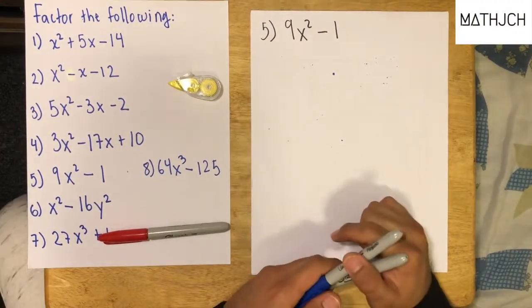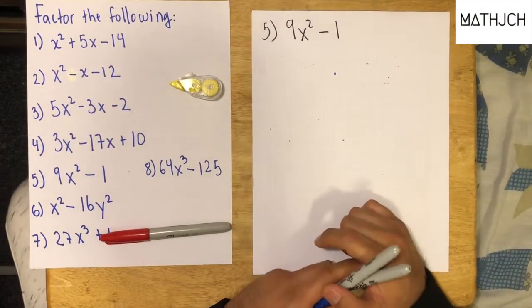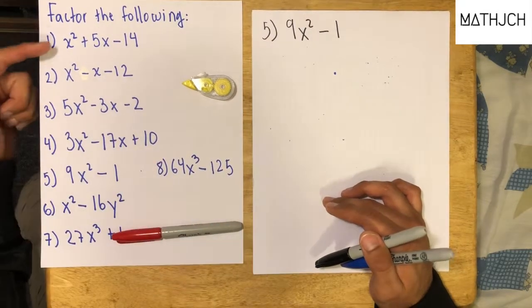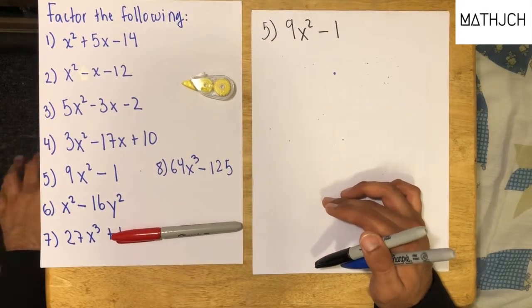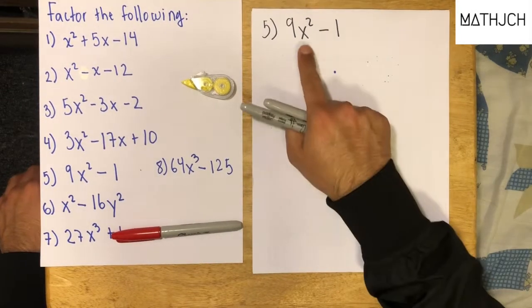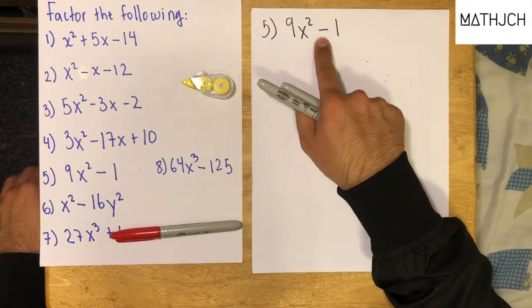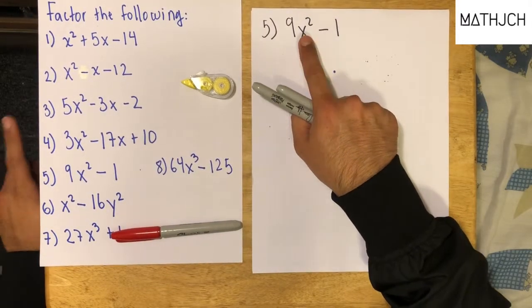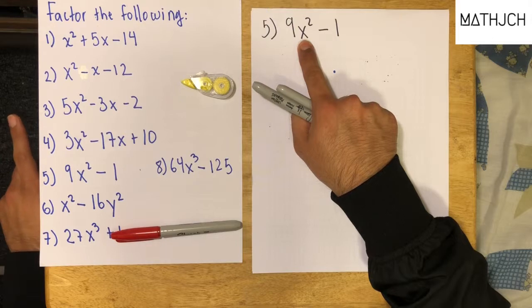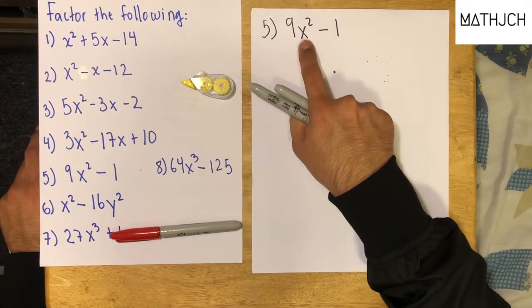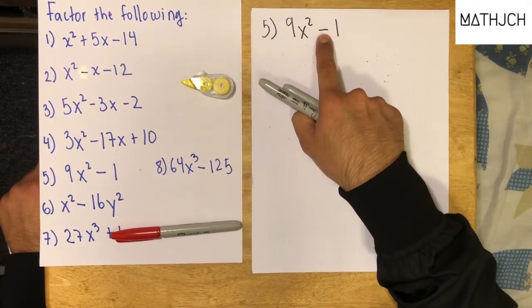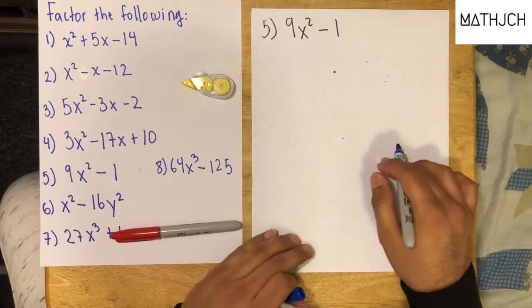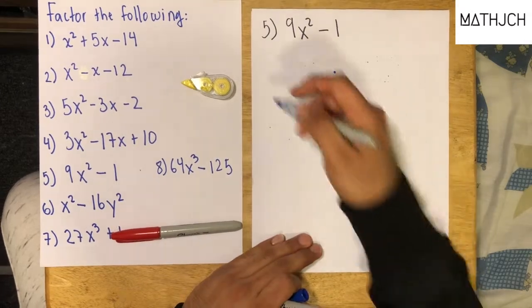For our next problem, we have 9x squared minus 1. As you might have noticed, this one looks a little bit different than the ones that we have been doing so far. This one only has x squared minus some number. This should give us a hint that we're going to use one of the formulas. But notice here, we have something x squared and then minus. That gives us a hint that we're going to use the difference of squares formula.